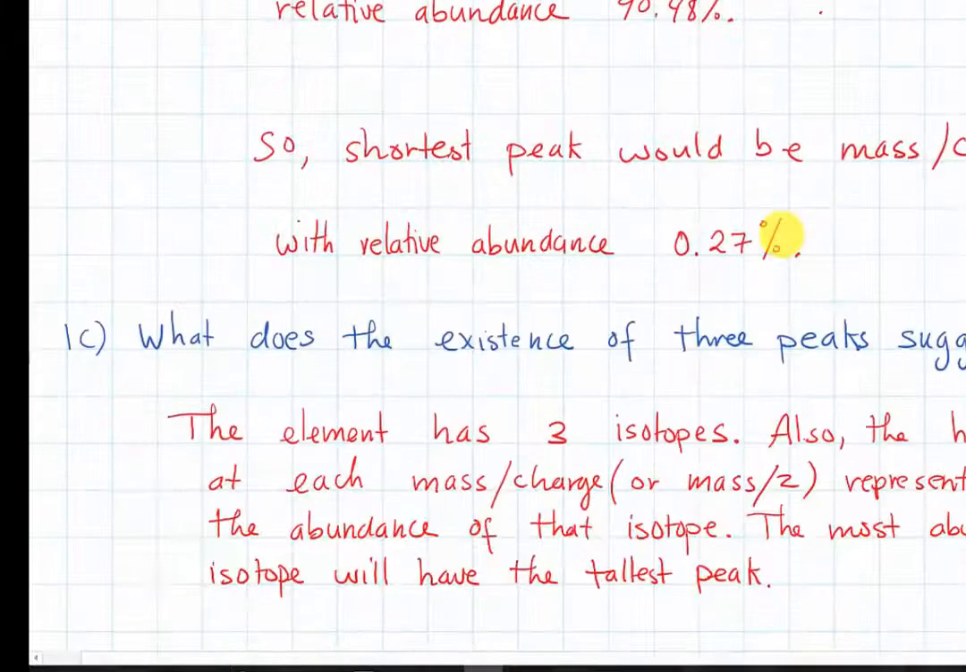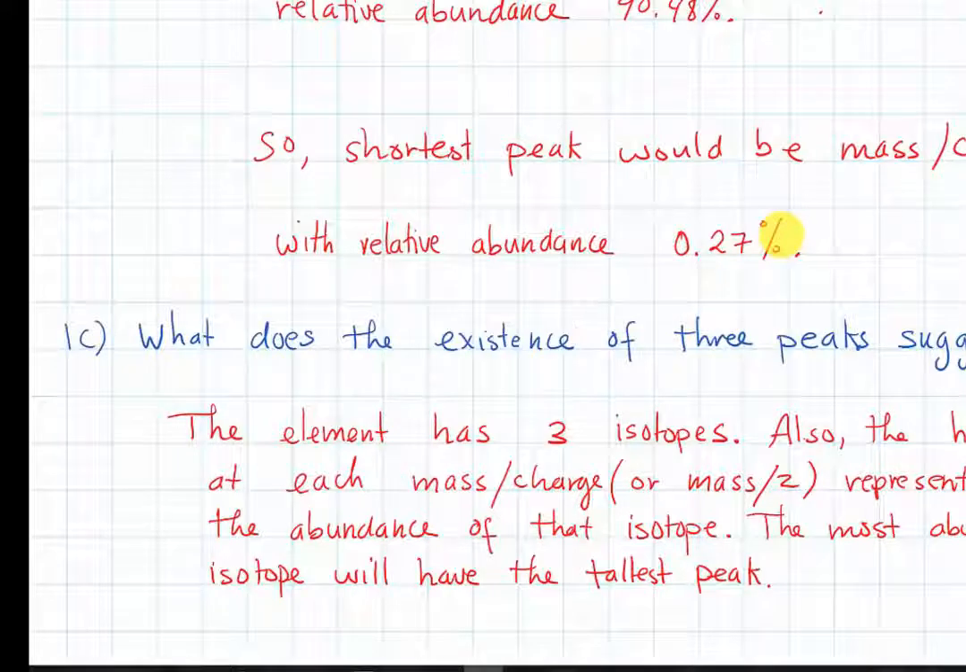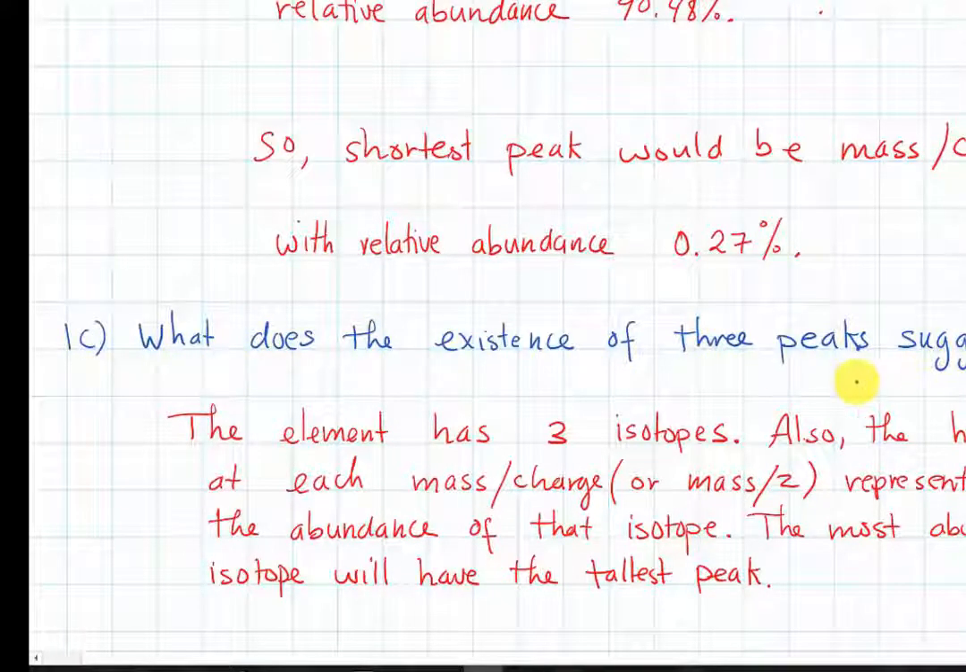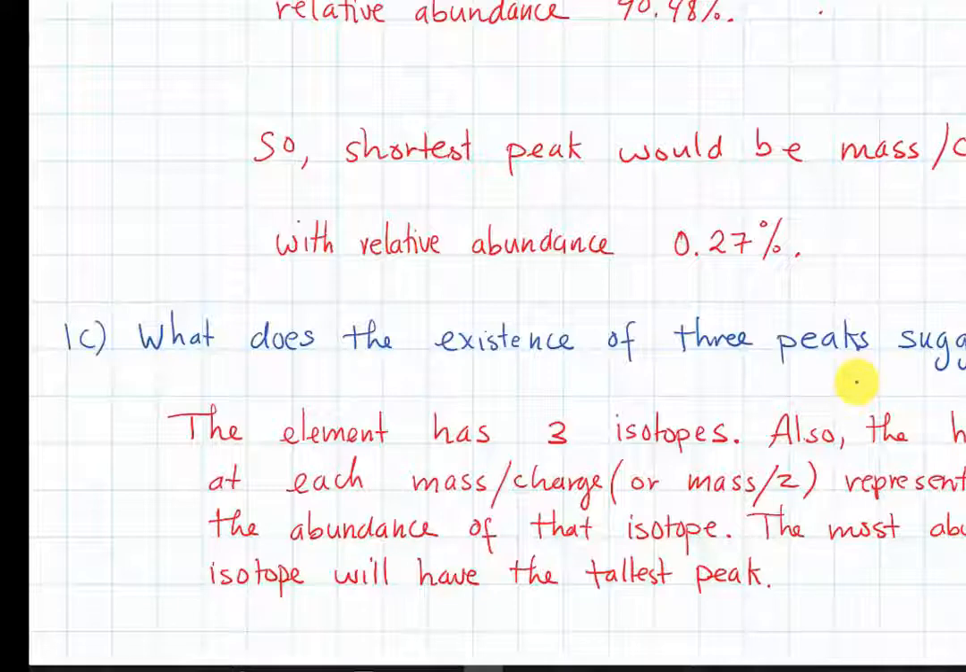What other type of question can I ask you about this problem? I could ask, what does the existence of 3 peaks suggest? We can say that each of the peaks represents a specific isotope. If an element has a mass spectrum of 3 peaks, then it must have 3 different isotopes. Each peak represents the abundance of an isotope based on how tall the peak is, and it also tells you the mass number based on the mass per charge ratio.